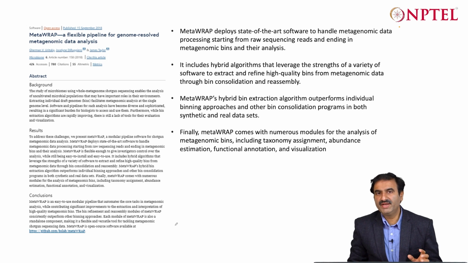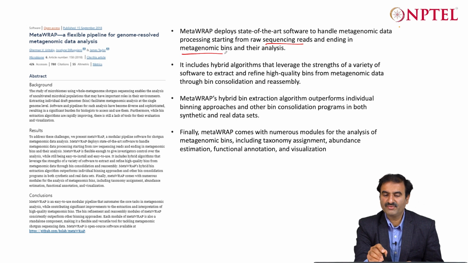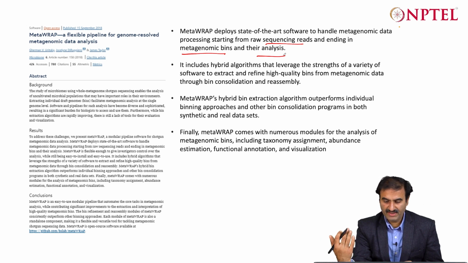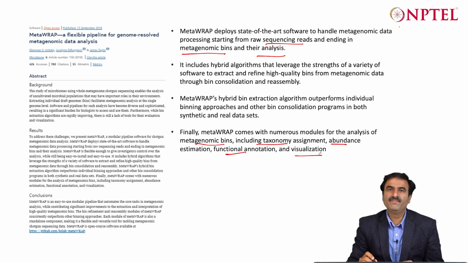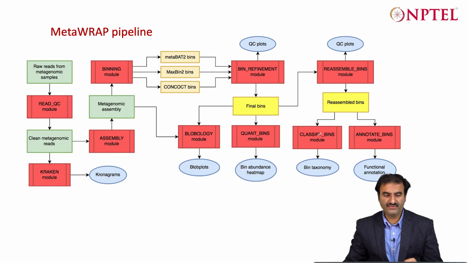MetaWRAP is one of the commonly used tools because it is a wrapper program, or you can say software, which runs several other tools like Concoct and MetaBat2 together to do this job. It can classify the raw sequence reads into metagenomic bins, and also perform their analysis. It can use multiple other tools and software to do this job in a hybrid manner, right, and will provide you the metagenomic bins, taxonomy, abundance information, functional information, and also some visualization of your data, right. So this is also a good and commonly used tool. This is the MetaWRAP pipeline.